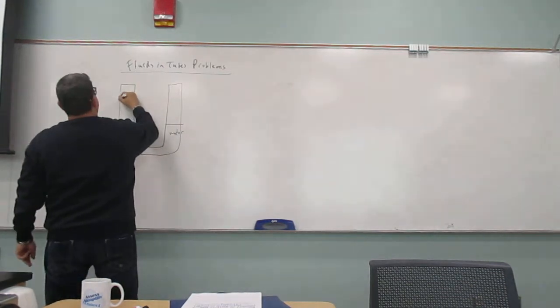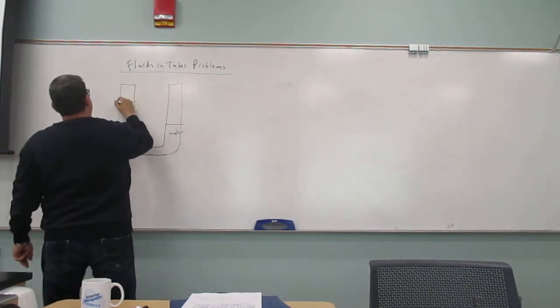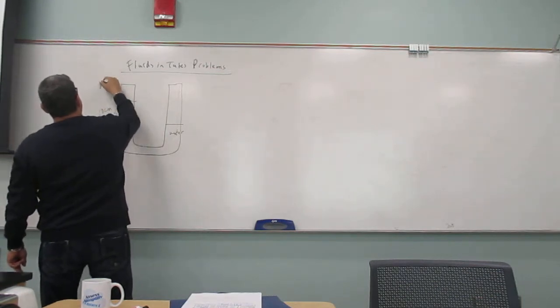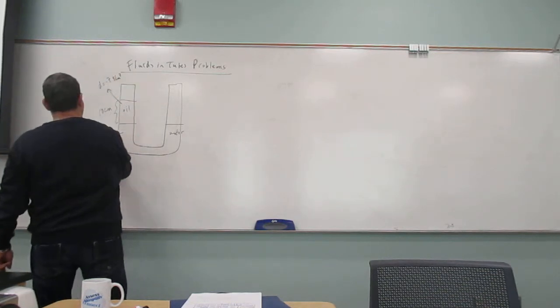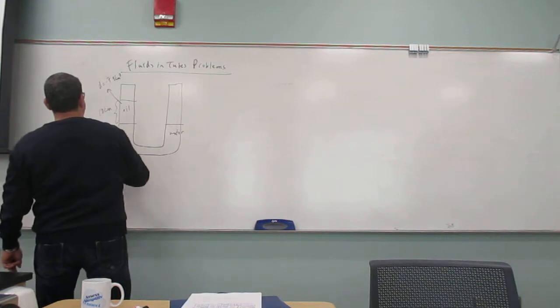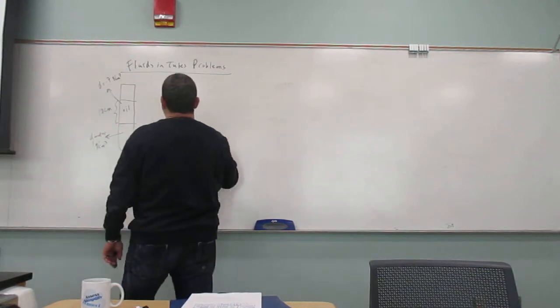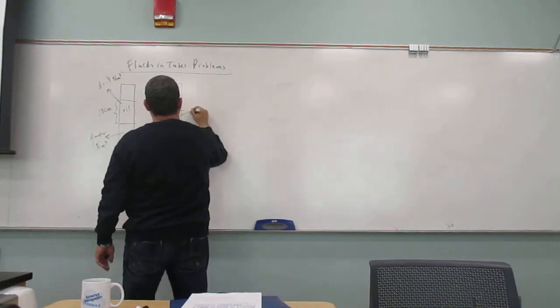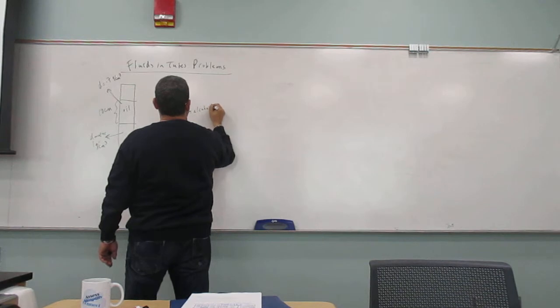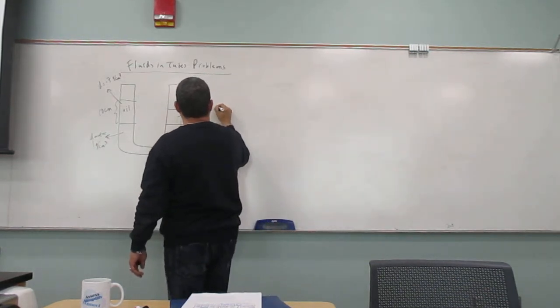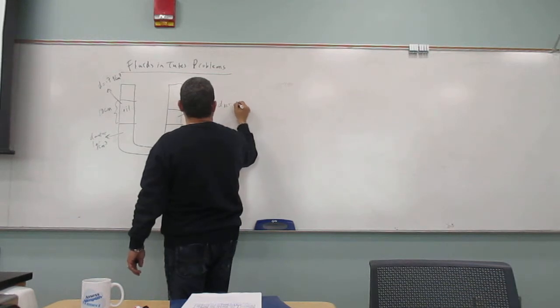So let's say I have oil, 10 centimeters. Density is 0.7 gram per cubic centimeter. Density of water is 1 gram per cubic centimeter. Then I can have here alcohol. Density of the alcohol is, let's say, 0.8 gram per cubic centimeter.